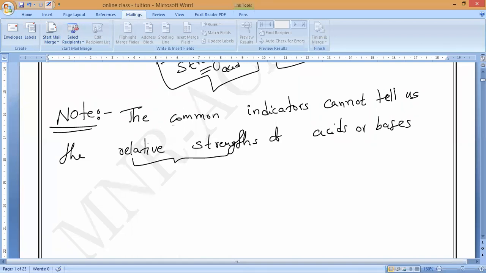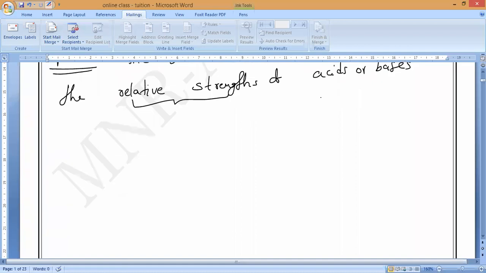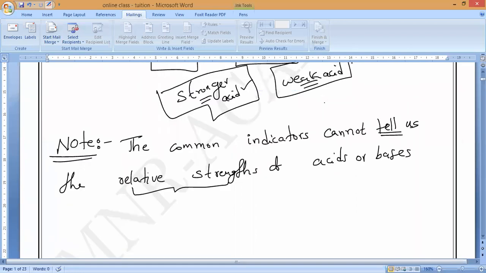So this is what is called common indicators. Common indicators cannot tell us the relative strength of acids or bases. All of you should involve in the class and you have to respond. These are most important MCQs. Understand?